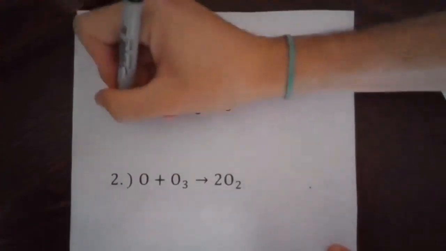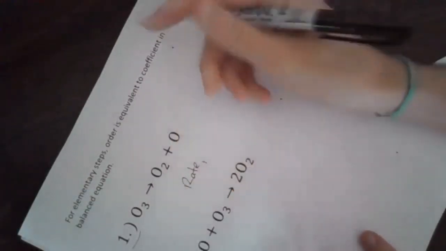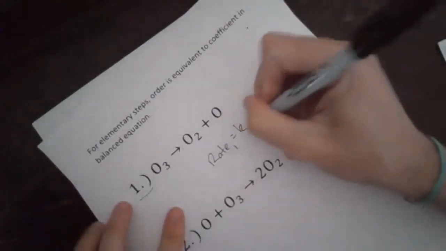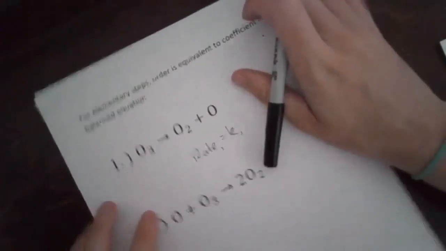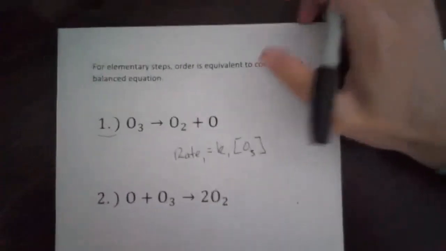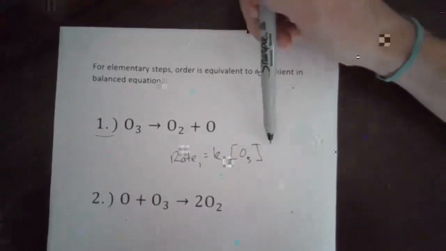So this is reaction or step 1. We can define rate 1. For the rate for the first step, we know there's going to be a rate constant there, and we're going to call that K1. We only have O3 as a reactant, and whatever the coefficient is on O3, that's going to be the order. So in this case, O3 is going to be first order because there's only one of them in the reaction equation. The coefficient is 1 there, so the exponent on O3 is also going to be 1.